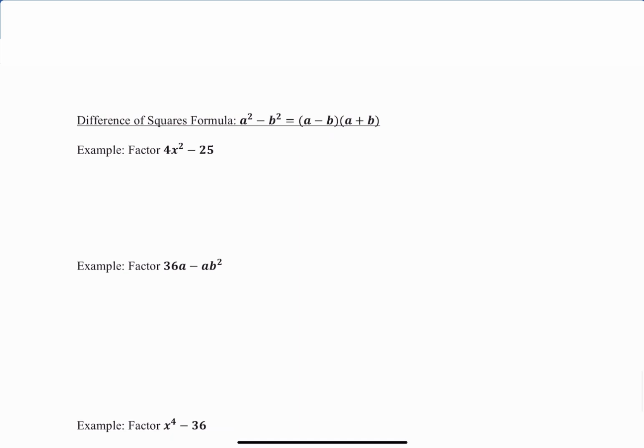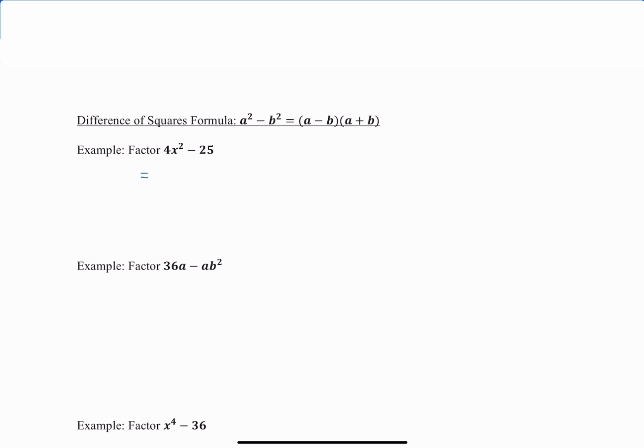Now, to use this though, I have to identify what a and b are. In other words, what is the base on each squaring? I can't have a number sitting out in front of the x squared. I have to have just a single thing being squared.